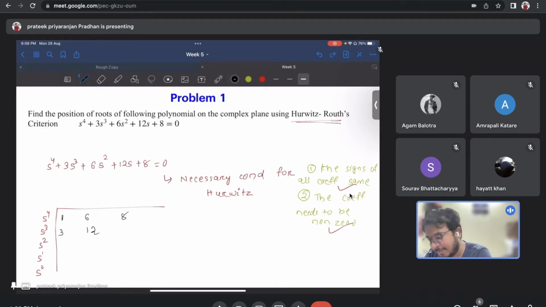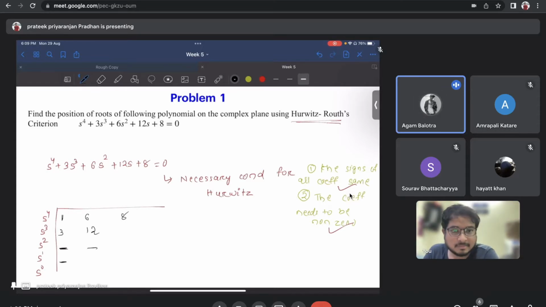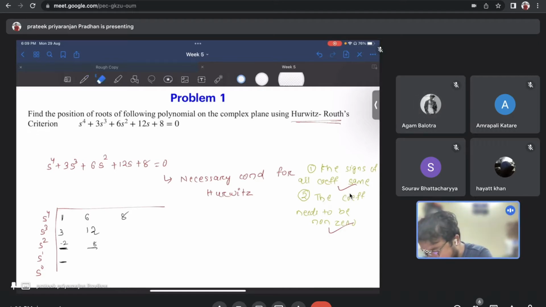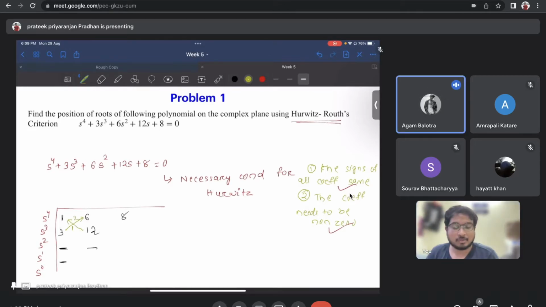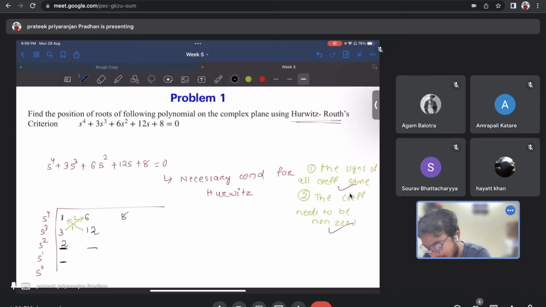What will be this coefficient? Can somebody calculate and tell me fast? It will hardly take a few seconds. What is this value? Okay, Agam. Okay, this is -2, and this is 8. Agam, you need to be a little bit careful while calculating; I think you made a mistake in the step. This calculation is 1 times 2, then divided by 3. You must have interchanged. So the solution is that this will be 2 and this will be 8.